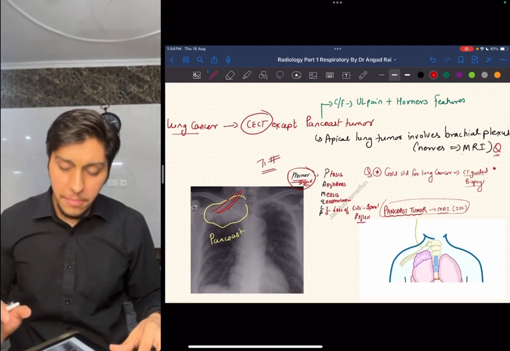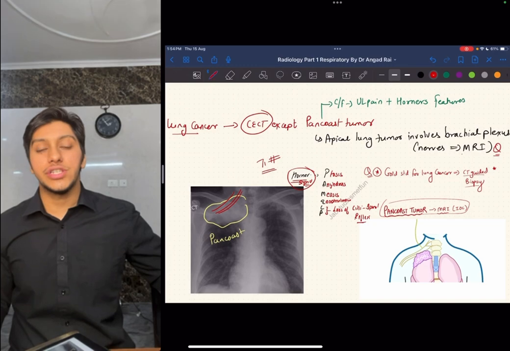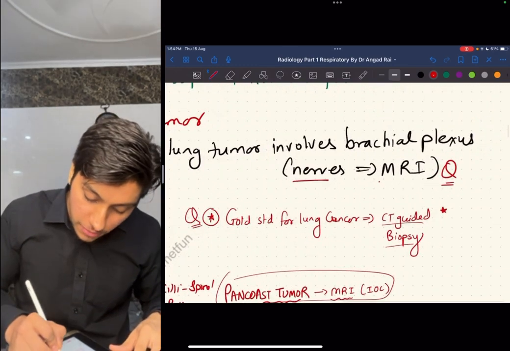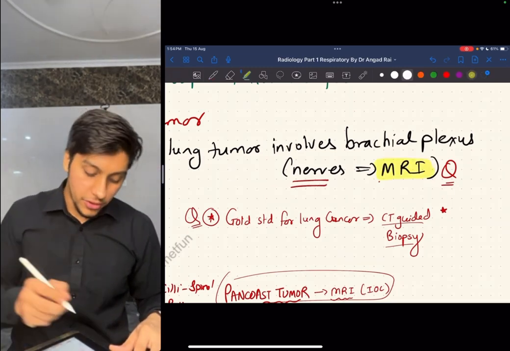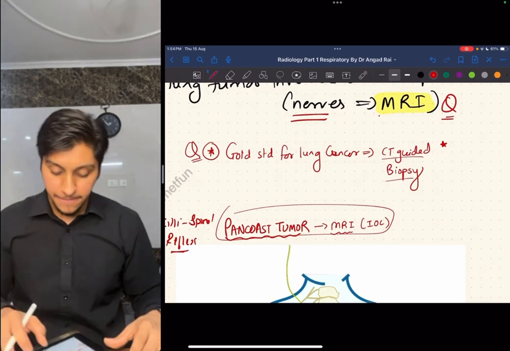Okay, remember guys, that is going to be in case of the initial investigation. For all other conditions of lung cancer, it is going to be CECT, but in Pancoast tumor, because there is involvement of nerves, your investigation of choice is going to be MRI. Okay, but for the final diagnosis, obviously you have to do a CT guided biopsy.